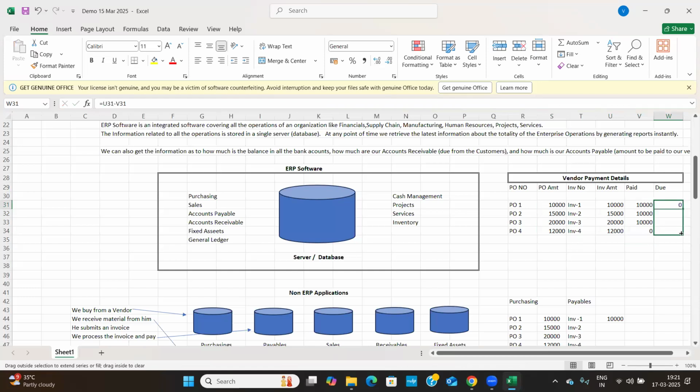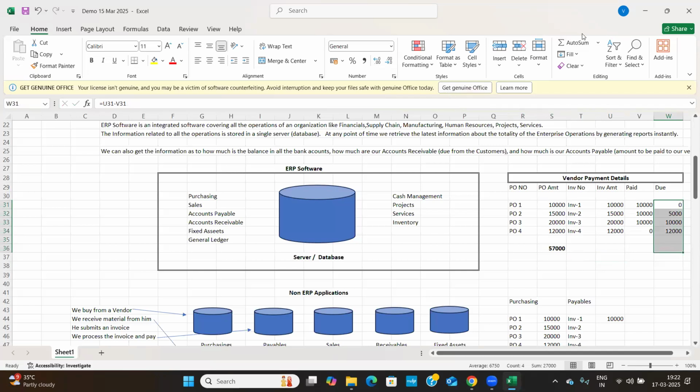That is equal to 10,000 minus 10,000 is equal to 0 amount due. Now you will get the information on how much you have to pay in total. This amount is due like this. So now we can also get the total here. How many purchase orders you have raised? In this, 57,000 worth of purchase orders you have raised from him. So now how much you have paid?